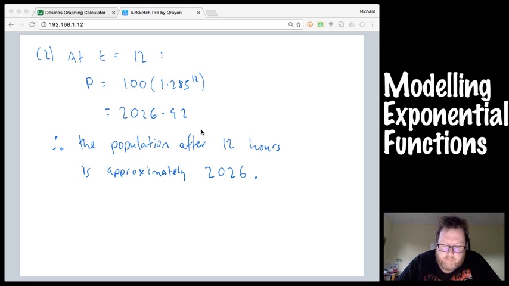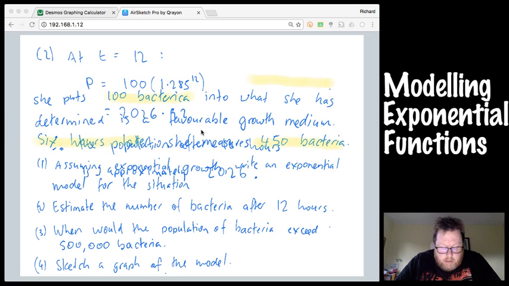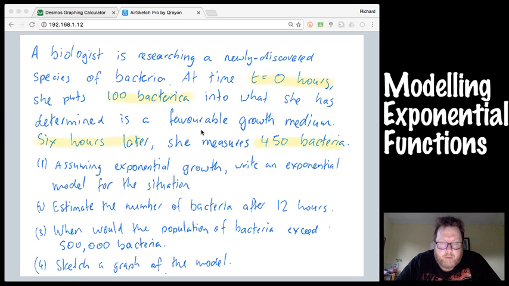Number 3 is when would the population of bacteria exceed 500,000 bacteria? So we're looking for when it exceeds it. Now, my general philosophy is work out when the population would equal 500,000, and it's likely to be a fraction of an hour, and then you can say after that point it will exceed it. Okay, so let's just work it out, and I'll show you what I mean. So 500,000 bacteria. So this is number 3.